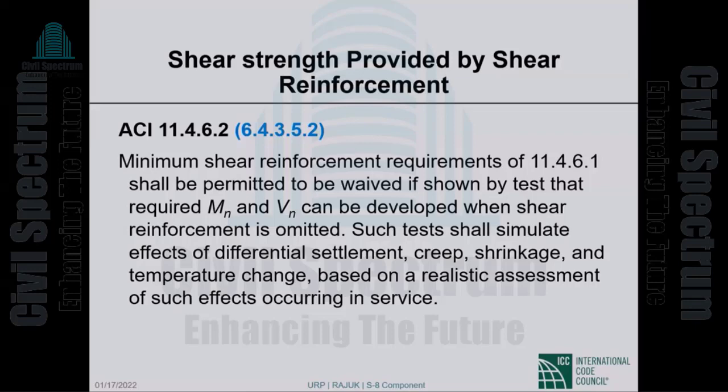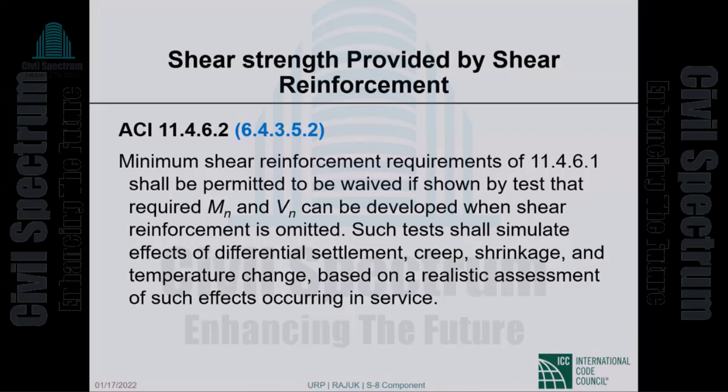Okay, if you can demonstrate you don't need shear reinforcement, you don't have to provide shear reinforcement. That's what it's saying. Then, such tests shall simulate effects of differential settlement, creep, shrinkage, and temperature change based on a realistic assessment of such effects occurring in service. This is the problematic part.